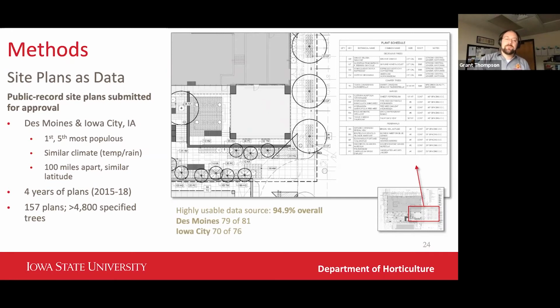So we looked at 4 years of plans, 2015 to 2018. We looked at almost 160 plans. This resulted in over 4,800 specified trees. And just in terms of a data set, this is a highly usable data set. So of all of the site plans we reviewed, almost 95% had something we could use on there. Where they didn't, they either just didn't have plant material at all, or we couldn't figure out which consultant was actually responsible for that landscape plan. So if you're used to surveys with really low response rates, these site plans may be more valuable.